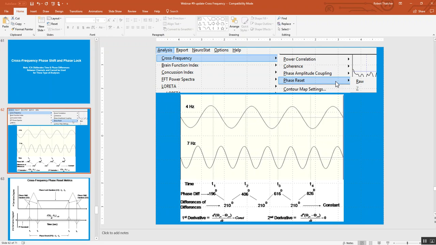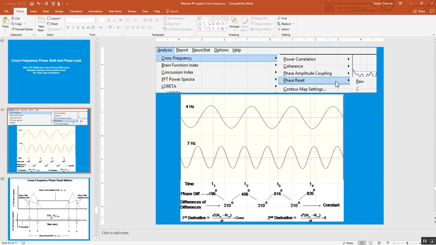There's a beat frequency. If you take two frequencies and mix them together, in this case 4 hertz and 7 hertz, then you're going to get a beat frequency that comes out anytime there are differences. But we mathematically take advantage of this because we can tell that the phase difference is constant. It's 210 degrees, a constant phase difference between the 4 and the 7. And what we do is we then calculate a derivative of the phase differences. And when the derivative is constant, then that means the second derivative is 0, and that means there's phase locking, cross-frequency phase locking.